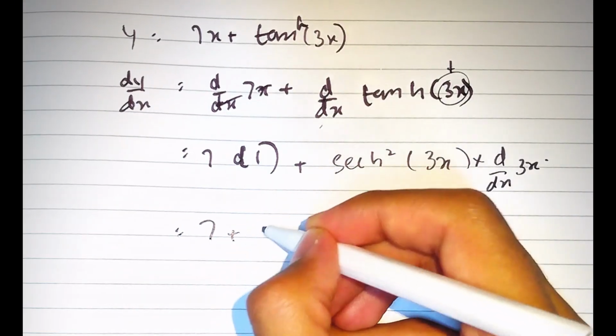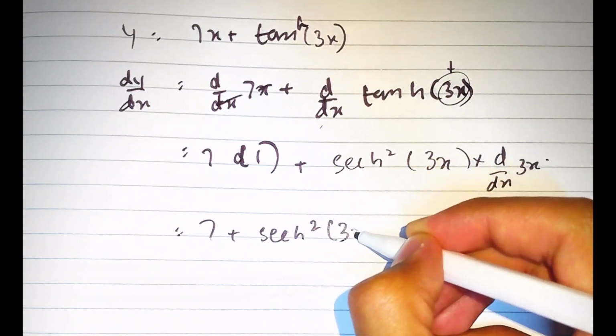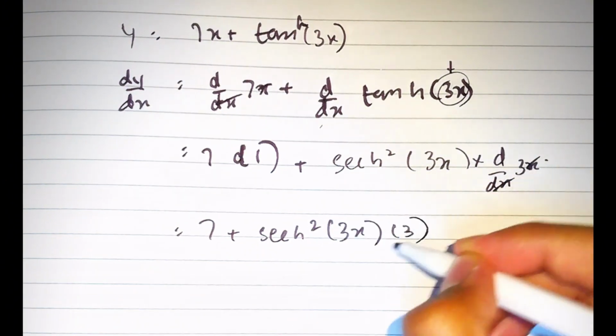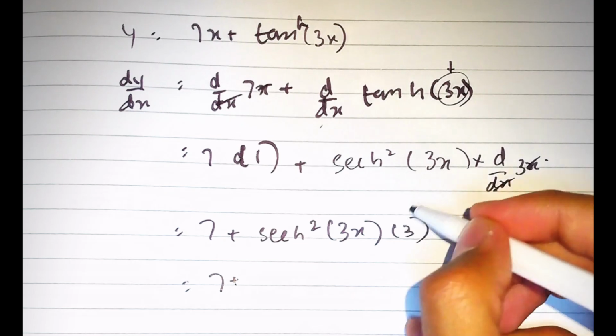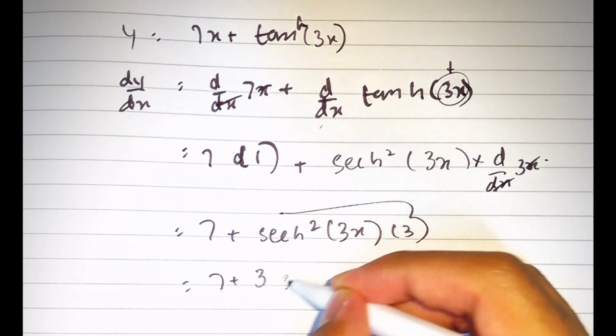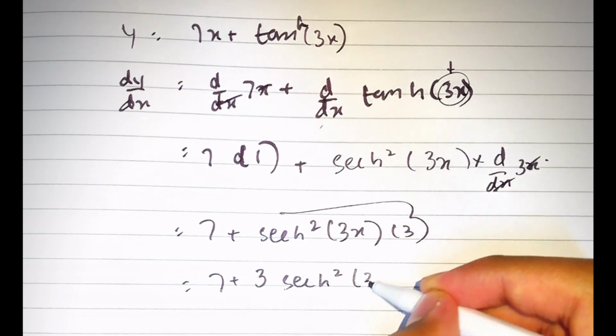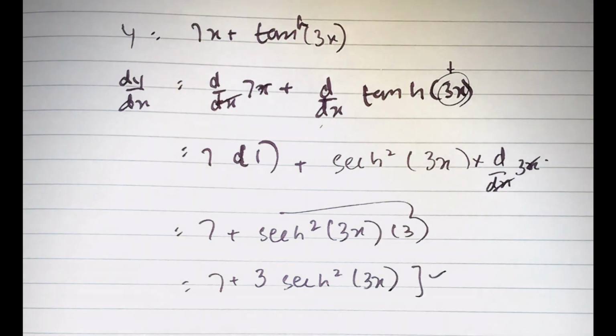So you have 7 plus sech squared 3x. Now x will be cancelled and we are left with 3. So we have 7 plus, we can write this 3 over here, so 3 sech squared 3x. So this is the final derivative of our function.